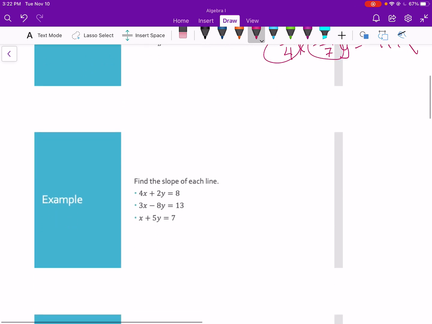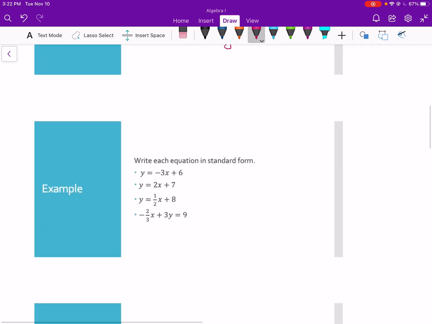So let's practice finding slope. For this first one, we want to take negative a over b. So negative 4 over 2 is negative 2. For the second one, negative a over b again, so negative 3 over negative 8, which is just 3/8. And the last one, m equals negative a over b. Well, we don't have a number in front of x, so we assume it's 1, over b, so we're good, negative 1/5.